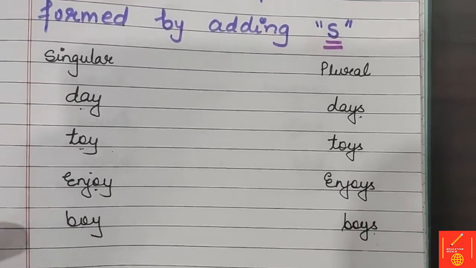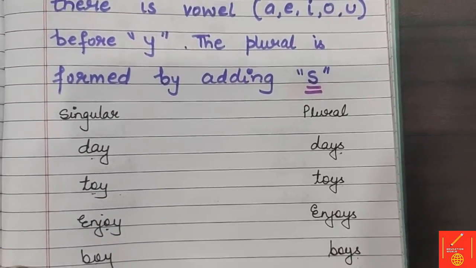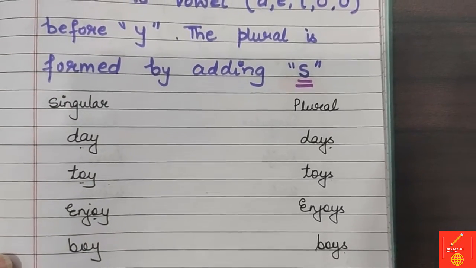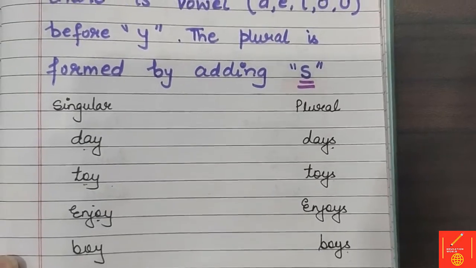So this happens when the noun ends with Y and there is a vowel A, E, I, O, U before the letter Y. So the plural is formed by adding S.